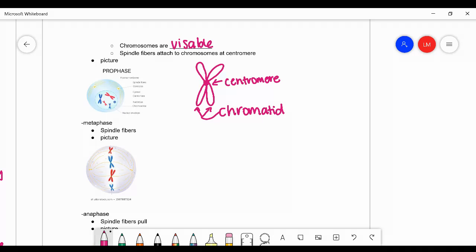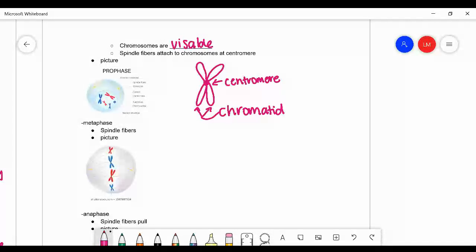So let's look at this picture of prophase. This is prophase relatively early on. We have our centrioles over here that are producing spindle fibers. We can see that our nucleus and nucleolus are starting to dissolve, and we have our chromosomes that are starting to become visible.